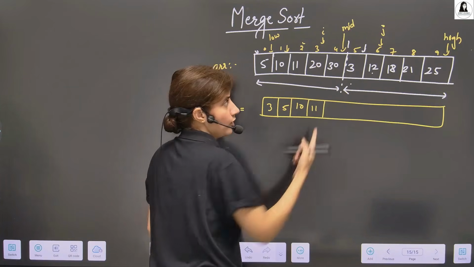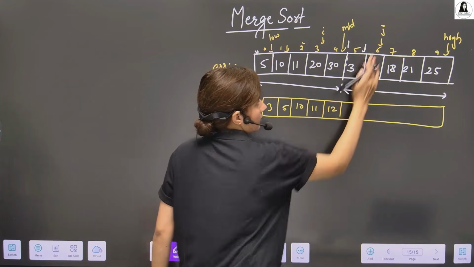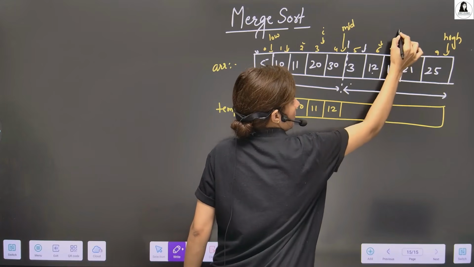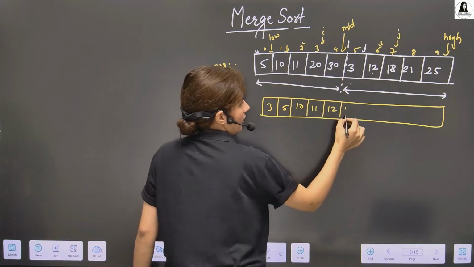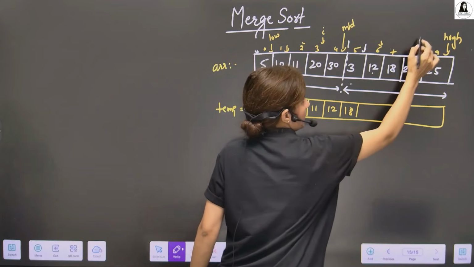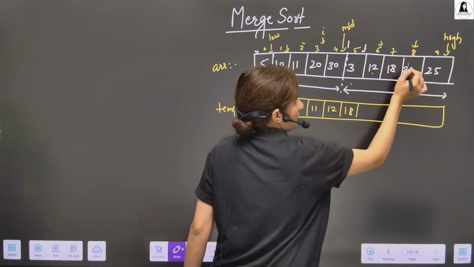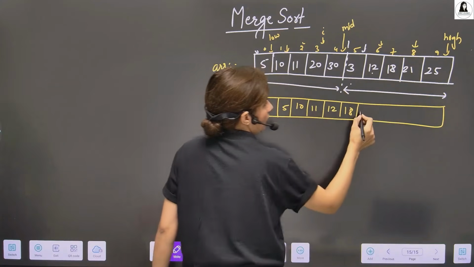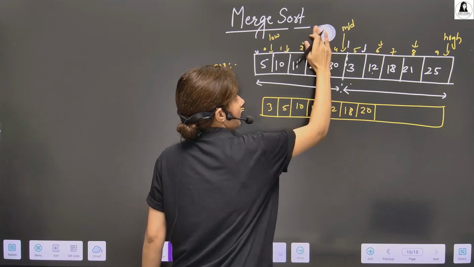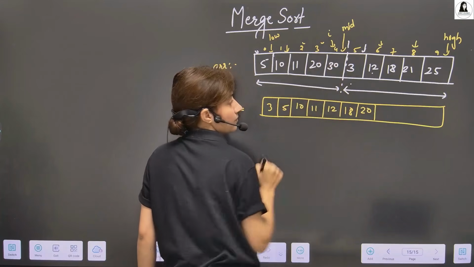20 or 12. Which one is smaller? 12. Put 12 here. J plus plus. 18 or 20. Which one is smaller? 18. Put 18 here. J plus plus. 21 or 20. Which one is smaller? 20. 20 put here and I plus plus.